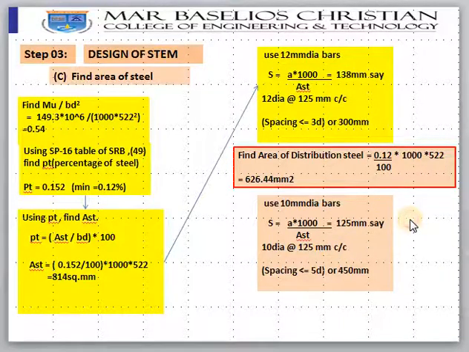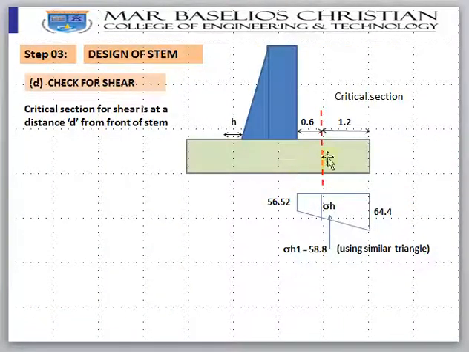So the next step is you should check for the shear in this area. As discussed before, the critical section for shear is at a distance equal to the thickness of the slab from the face. So thickness is 0.6. So this portion is the critical section. We need to find out the stress at this location. So this is 1, total is 1.8. So 1.2, 1.6. Using similar triangles, you can find out sigma h1 is equal to 58.8. Using similar triangles, it's easy.